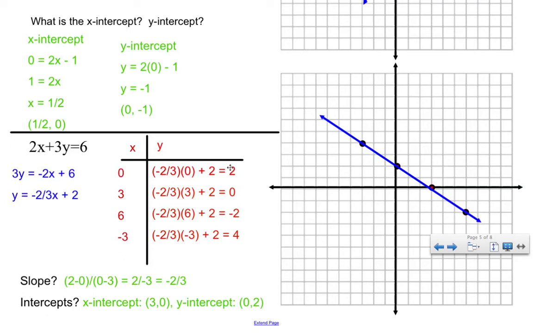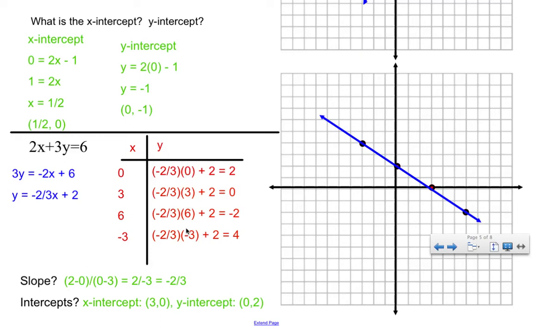You're going to get fraction values for your y, which are a little hard to figure out on the graph. You can estimate them. So I picked 3, 6, and -3 because all of those numbers are easily divisible by 3. That's why I chose those. You may have picked different numbers.